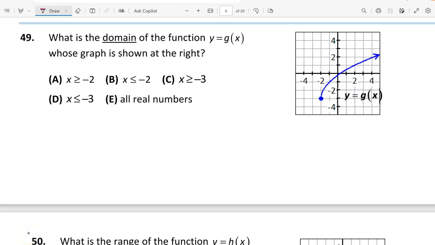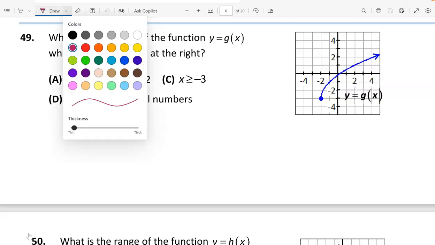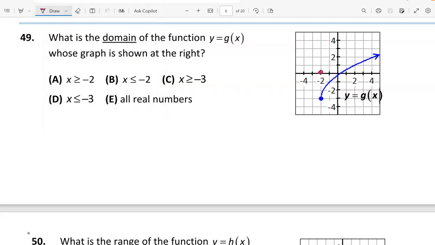For number 49, we're asked for the domain of the function at the right. The domain refers to the x values, so we're going to consider left to right. Left to right, the points on the graph start at -2 and extend to the right of it. So that would be x is greater than or equal to -2.